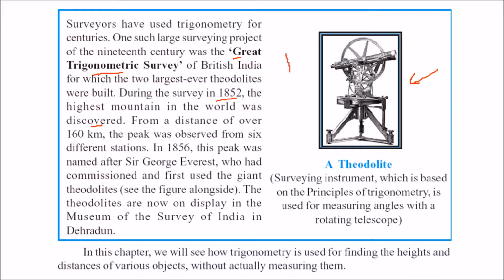From a distance of 160 kilometers, from six different locations, the peak was observed. In 1856, the peak was named after Sir George Everest, who had commissioned and first used these giant theodolites. These theodolites are now on display in the Museum of Survey of India (SOI) in Dehradun. So we'll talk about trigonometry, how to find the height and distance of various objects without actually going to measure them.